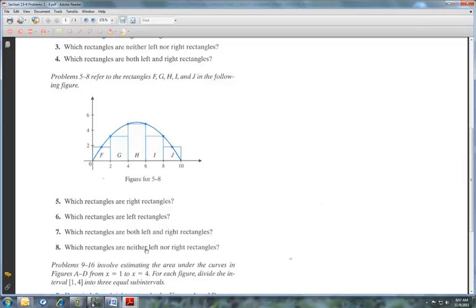Which rectangles are neither left nor right? Do you see them? There's 2 of them. They would be F and J. So those are those problems. I like those.